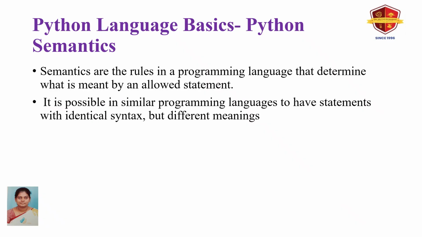The Python language basics. What are the semantics for Python? Semantics are the rules in a programming language that determine what is meant by an allowed statement. What are the different rules if you want to do programming in Python? That is the meaning of semantics. It is possible in similar programming languages to have statements with identical syntax but different meanings.